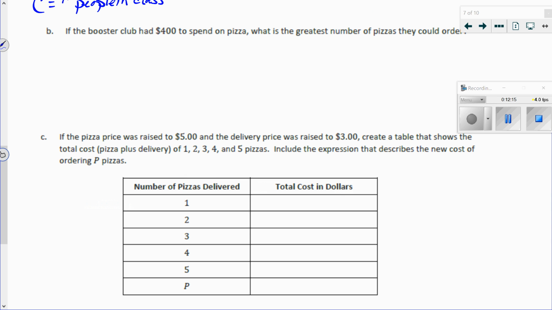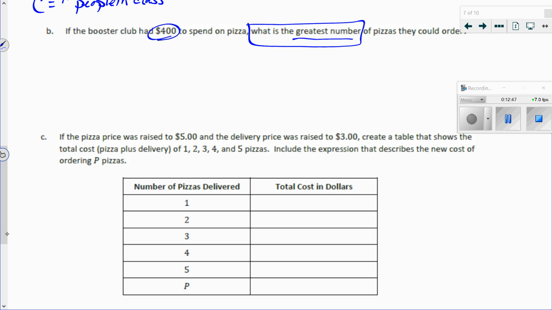So if the Booster Club had $400 to spend on pizza, what is the greatest number of pizzas they could order? They could order 90 pizzas. That's the most they could order? 98. Why 98? Because 98 divided by 2 would be, hold on. Why are you dividing it by 2? You said you were. That's what I was asking.